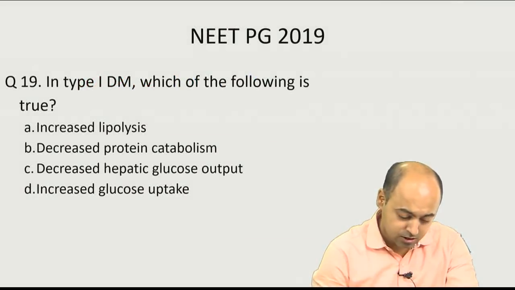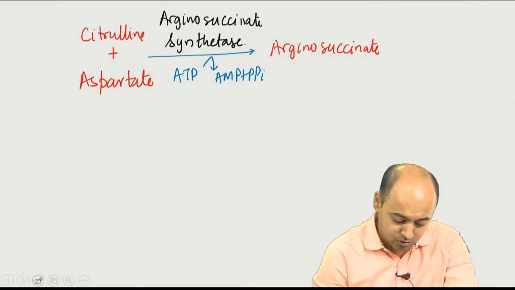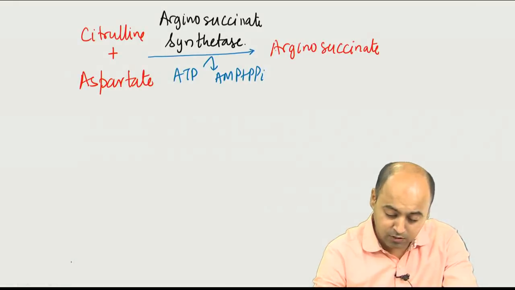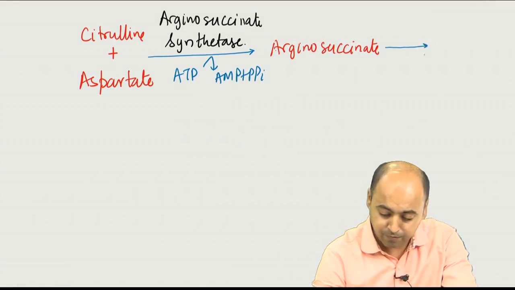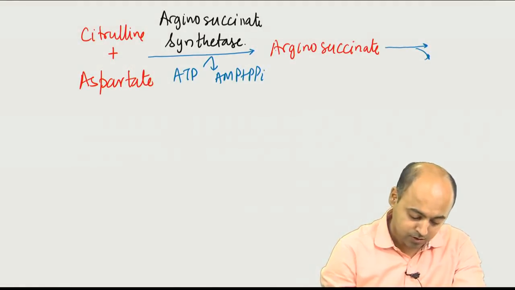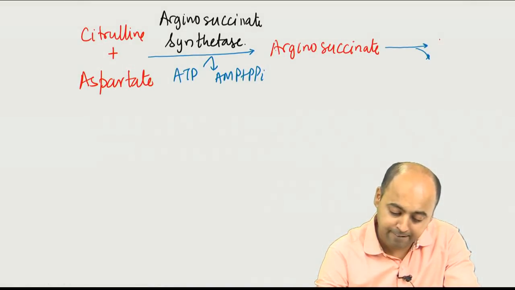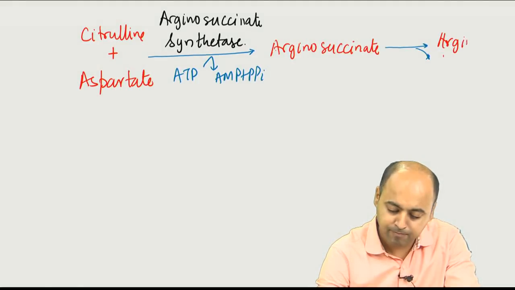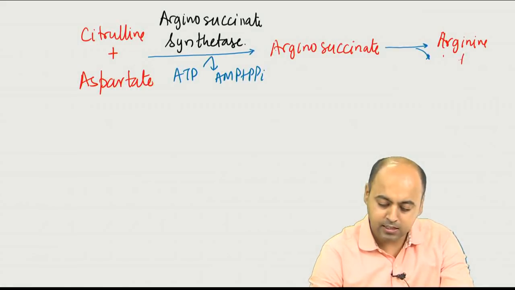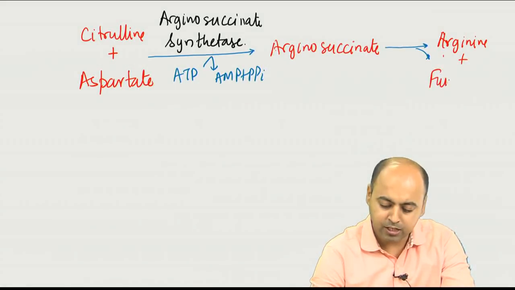The arginosuccinate is then quickly cleaved into two. The first being arginine, and the second being fumarate.